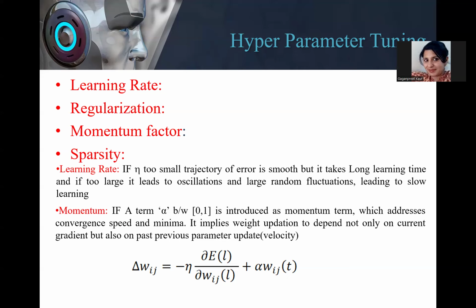It is very important because the performance is critically dependent on the choice of the learning rate. Many models even go for an adaptive learning rate, which continuously decays with time. That is one way.